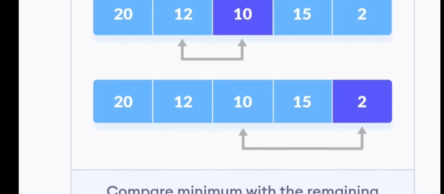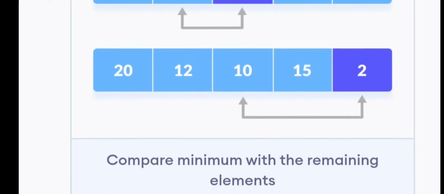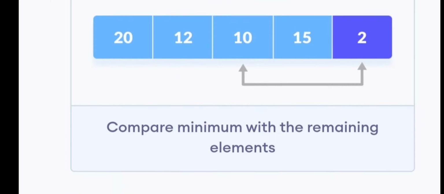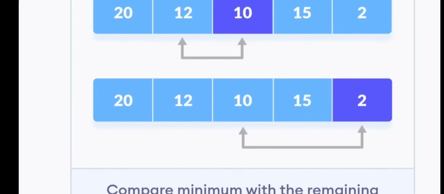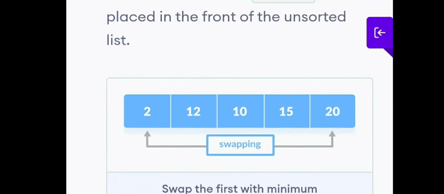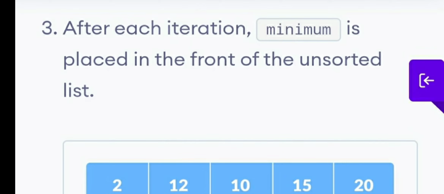Until the end of the list we completed the comparisons, right? So this is called the first iteration. After completion of the first iteration, the smallest element is placed at the first position. Now compare minimum with the remaining elements. After each iteration, the minimum is placed at the front of the unsorted list.